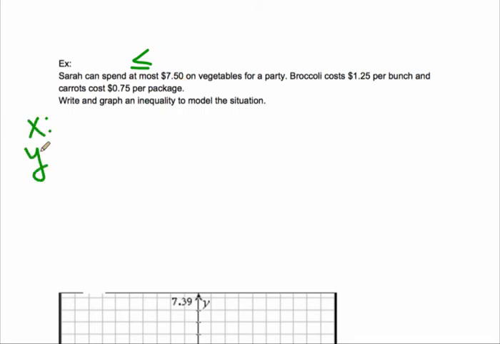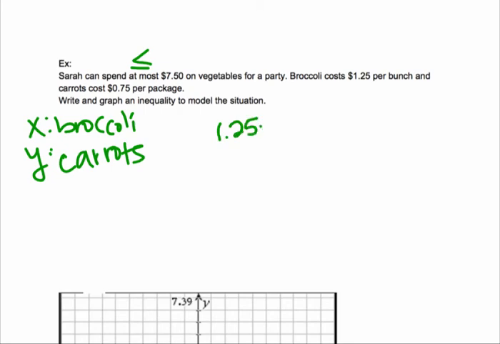X and Y. We're going to say X is broccoli. We're buying that per bunch. And then Y is going to be our carrots. All right, so broccoli is $1.25. So 1.25x plus 0.75y needs to be less than or equal to 7.50.